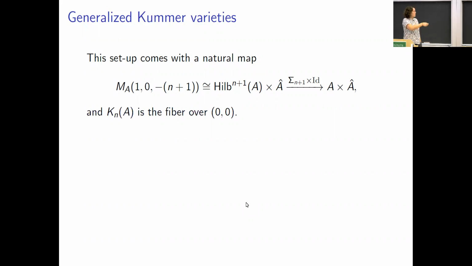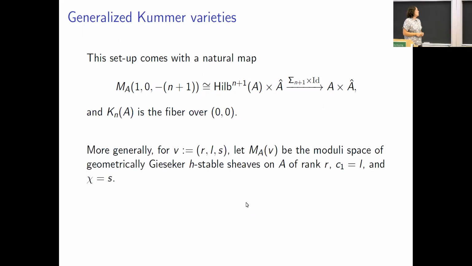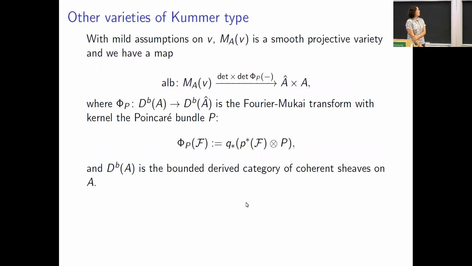So this leads to a way to generalize this perspective by thinking about other moduli spaces of sheaves. The notation that I'll use is M of V, where V is some fixed topological data. It'll fix the rank, the first Chern class, and the Euler characteristic. And then we again have a map, and I should say I want to assume that this moduli space is a smooth projective variety. You can do that by assuming some mild assumptions on the fixed data V.